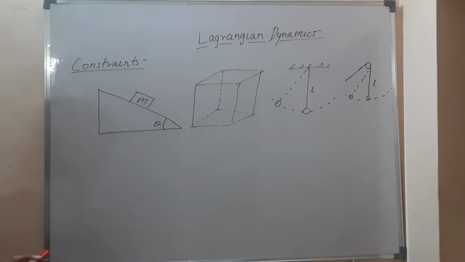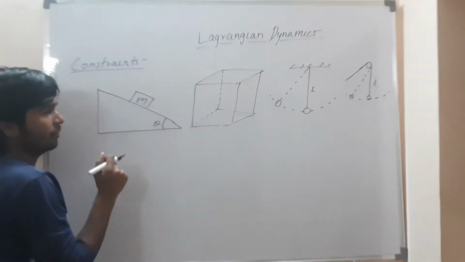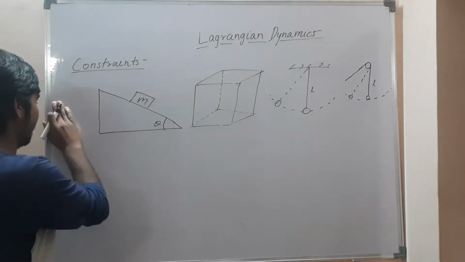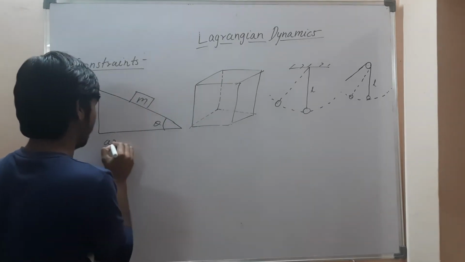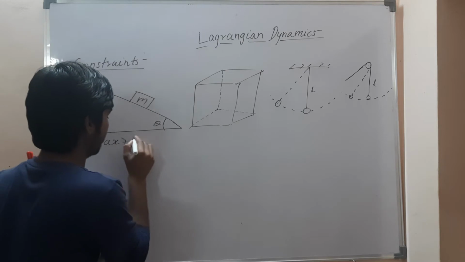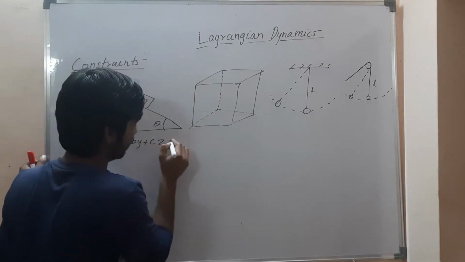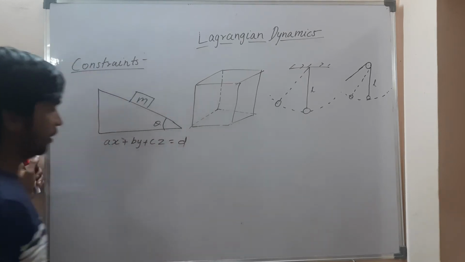In the first example, if I ask you to write the expression, I think you can write it easily. You can write it like this: ax plus by plus az is equal to a constant d.